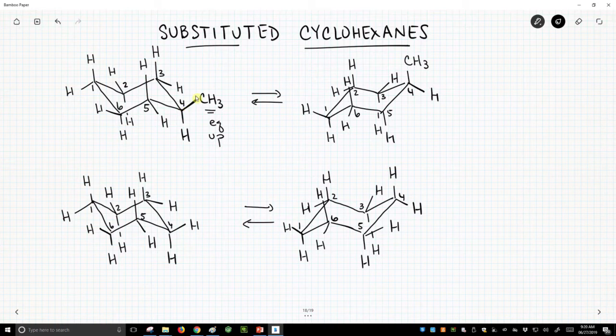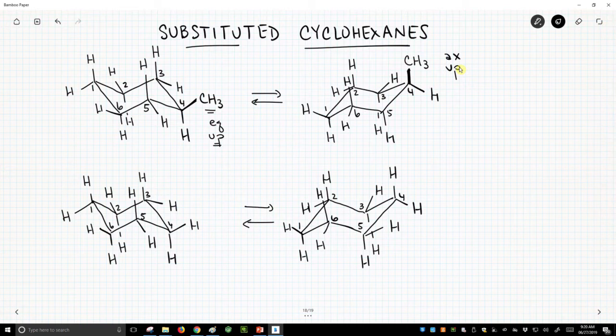And so when we flip the ring, this methyl group will still have the up orientation, but it will be axial. So here's now carbon 4, that's axial. We're going up from the carbon to get to the methyl group, and so this is axial up. So we've drawn everything the same.